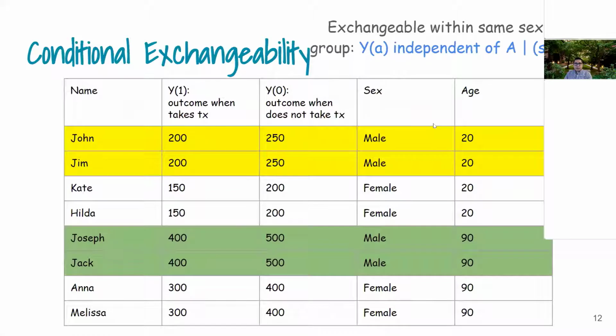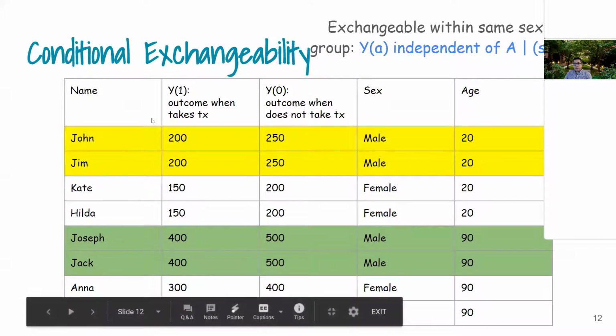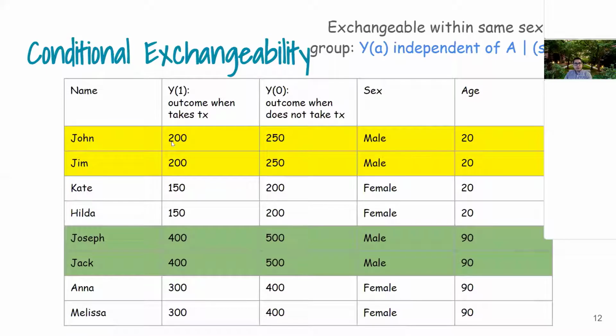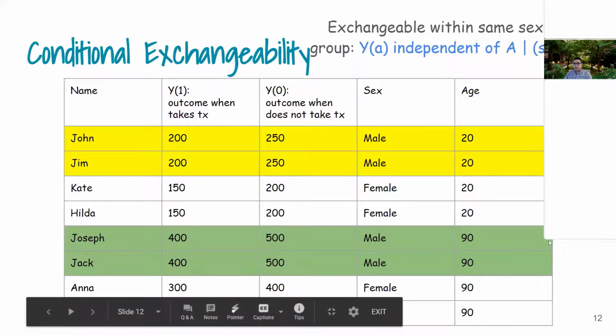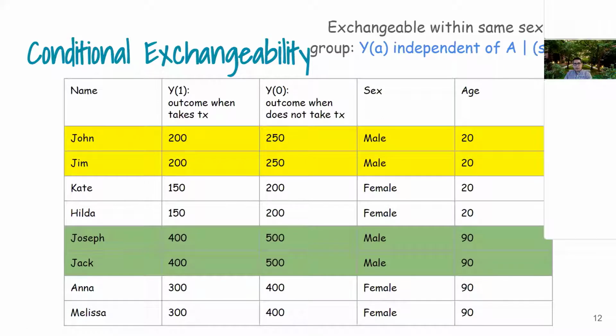And you can again expand that to include even more variables. Say, for example, in here, John and Jim are very similar. Kate and Hilda are very similar, but Joseph and Jack, even though they are male, are very different than John and Jim. And the only differing factor was the age. These two gentlemen were 20 years of age, and these two gentlemen were 90 years of age, right? Same for Kate and Hilda and Anna and Melissa.